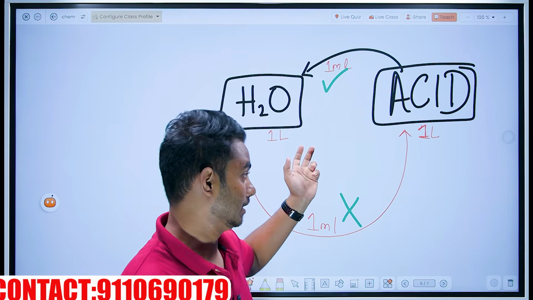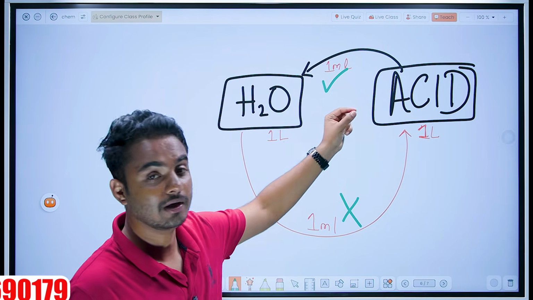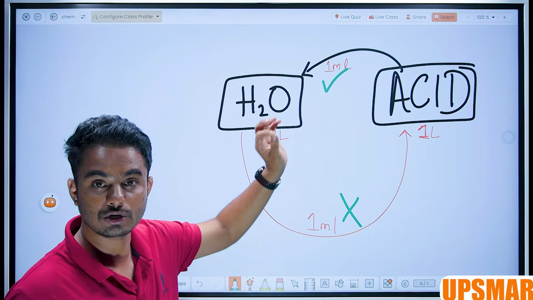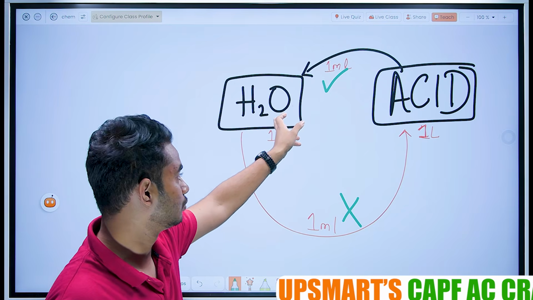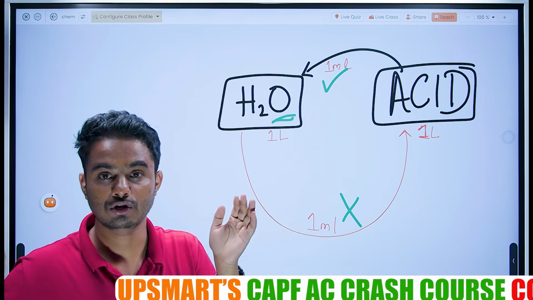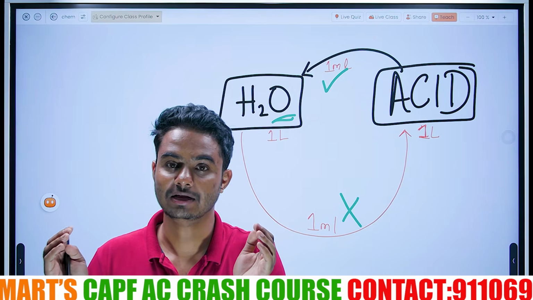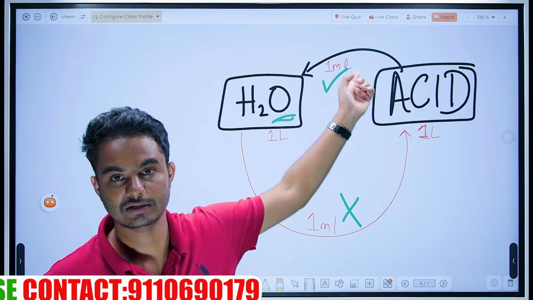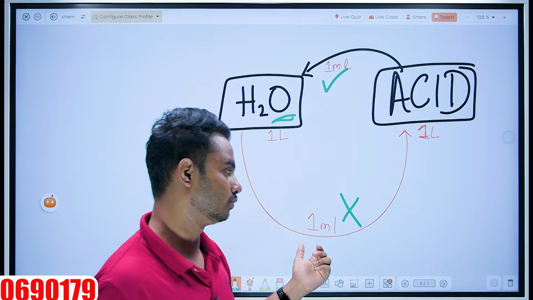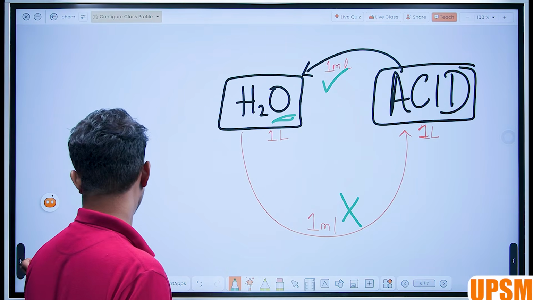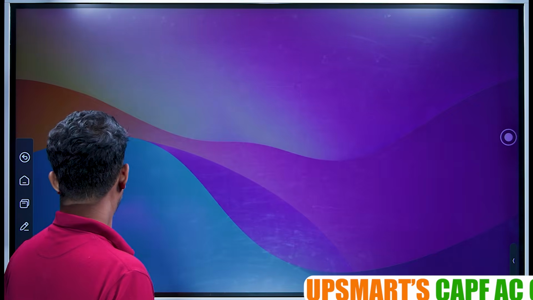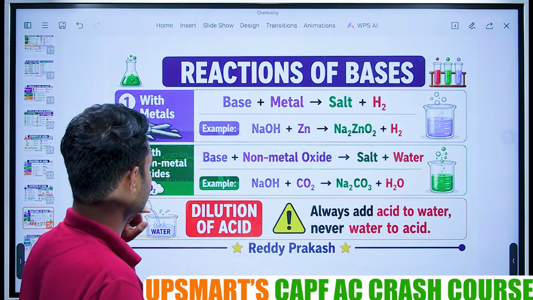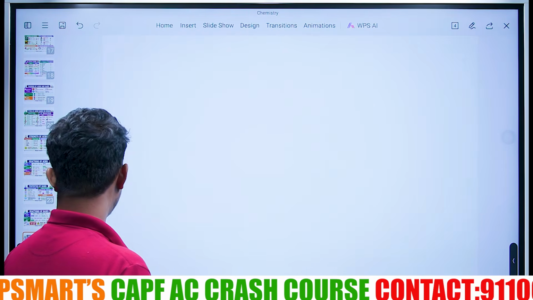But in this case, if a bit of acid is mixed into water, we'll have a huge amount of water which can reduce the heat of the acid. So that is the right process. This is called dilution of acid. Easy, right? Can we go ahead? If any doubts, you can comment them down.